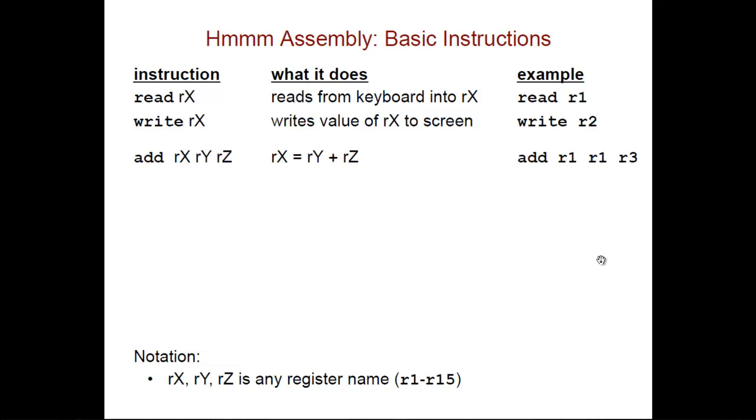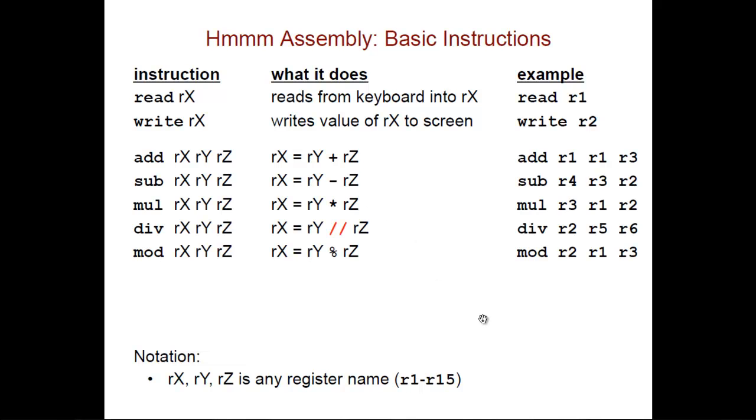We saw this add instruction in our previous program. It takes 3 register names. The first one is always where you're going to store the result, and the second and third are the operands of the addition. And we have similar instructions for all our key arithmetic operations: subtraction, multiplication, division, which is integer division, because we're only working with integers in HM-cubed, and then mod, which gives us the remainder of a division.